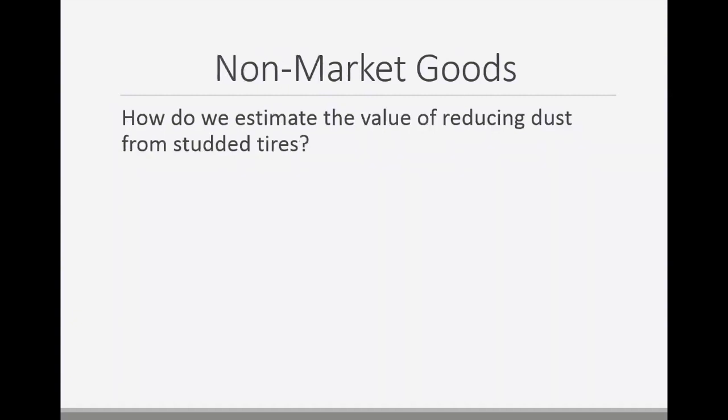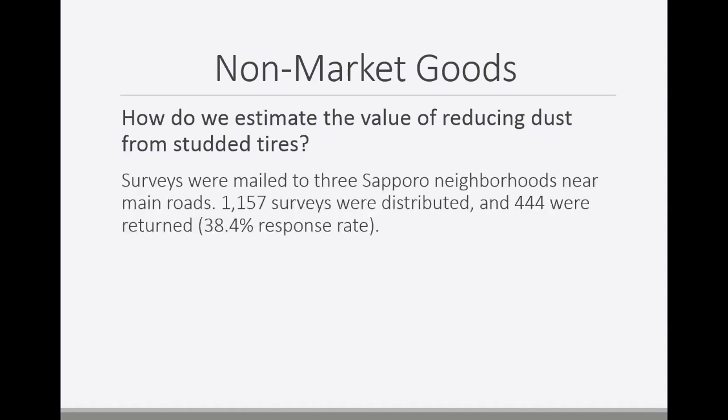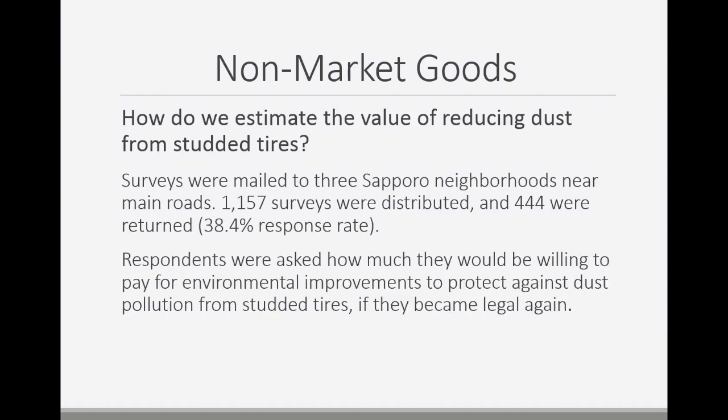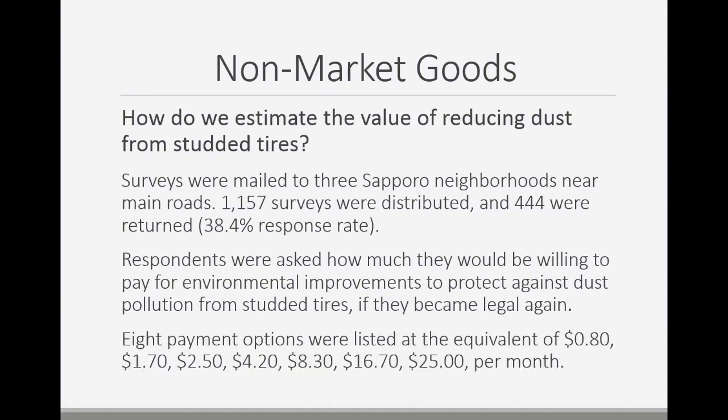In essence, the problem of valuing non-market goods is the lack of information about the price or the market value of the product. How do we estimate, for example, the value of reducing dust from studded tires? One option is to ask people. In order to answer this question, surveys were mailed to 3 Sapporo neighborhoods near the main roads. Respondents were asked how much they would be willing to pay for environmental improvements to protect against dust pollution from studded tires if it became legal again. 8 payment options were listed, ranging from an equivalent of 80 cents to $25 per month.